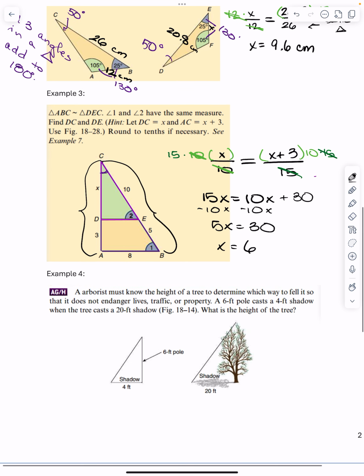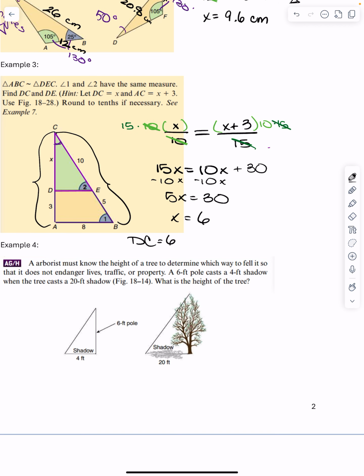So DC, because we're asked to find DC and DE. DC is 6. Yeah, we don't have any units on there, so I'm not worried about that. But now I got to find DE.